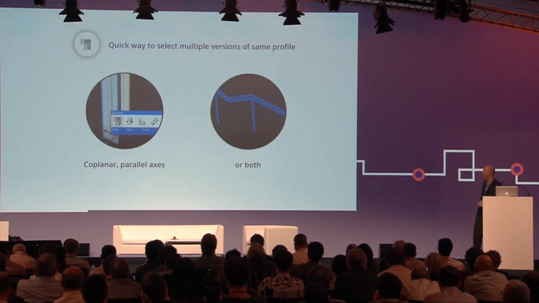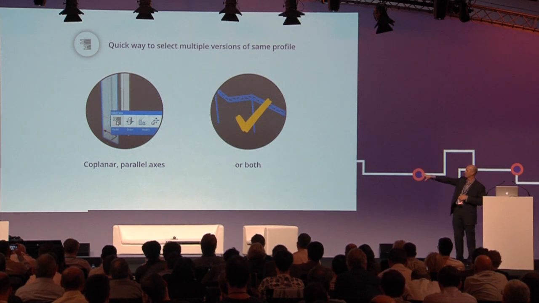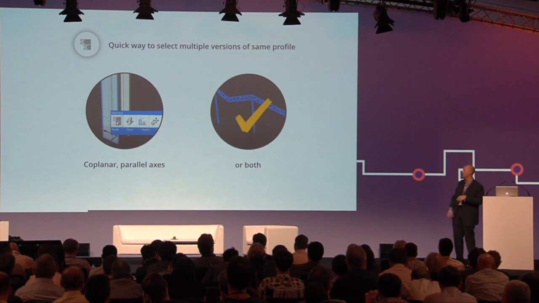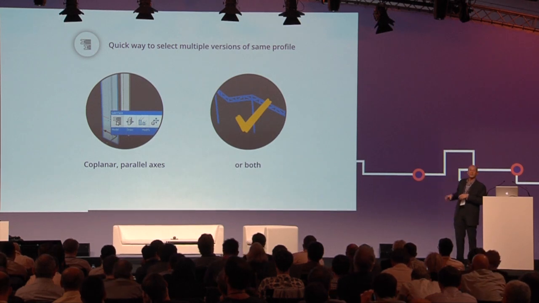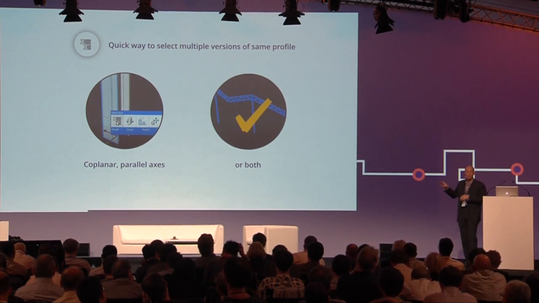And the Smart Selection tools, this is the one where you can select surfaces or surfaces and members, and then you can select all the coplanar ones or the parallel axes ones, or both.